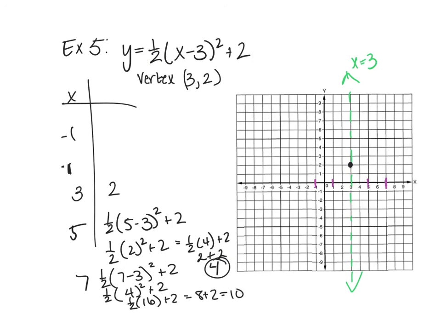And so the positive 1 is going to have a y of 4, and the negative 1 is going to have a y of 10. And so let's put that on there. So negative 1, 10, 7, 10. And those are both the same distance from the axis of symmetry. And then at 1, 4, and 5, 4. And there's our parabola.